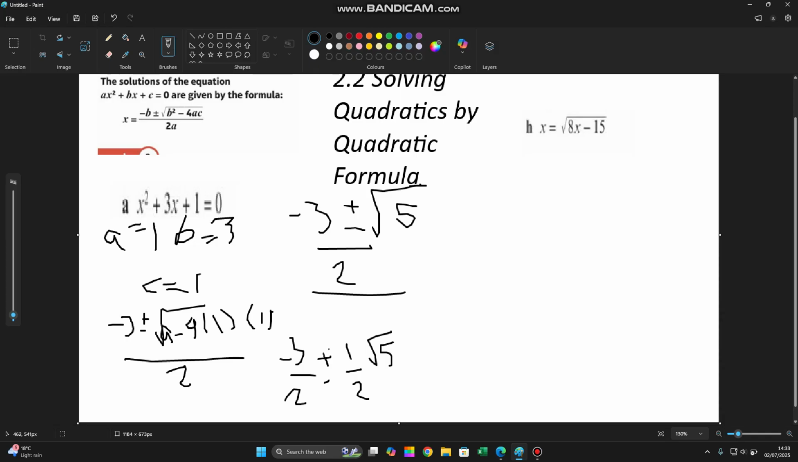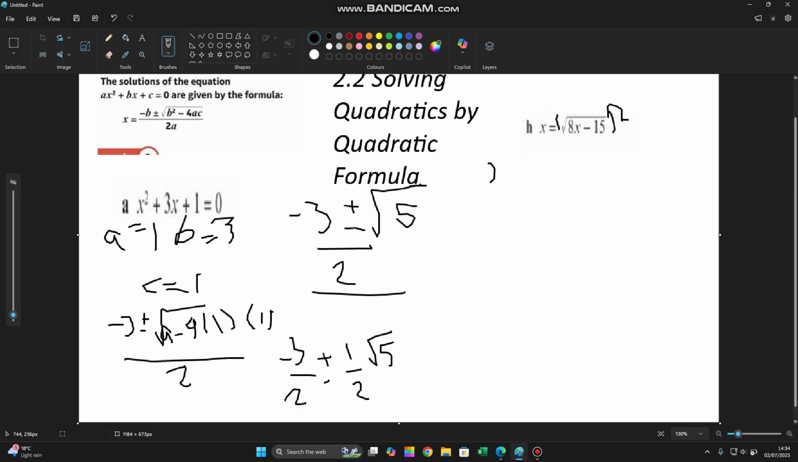So the second question is x equals the square root of 8x minus 15. So we saw something like this in the last video. So to get rid of the square root, we have to cancel it by squaring both sides.